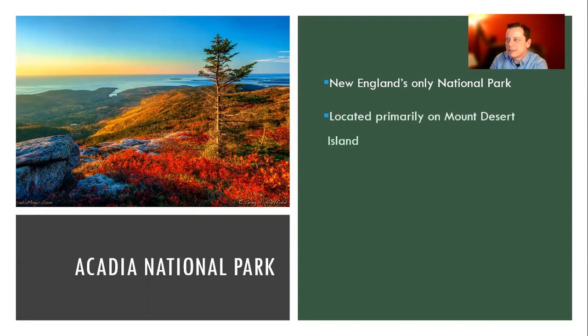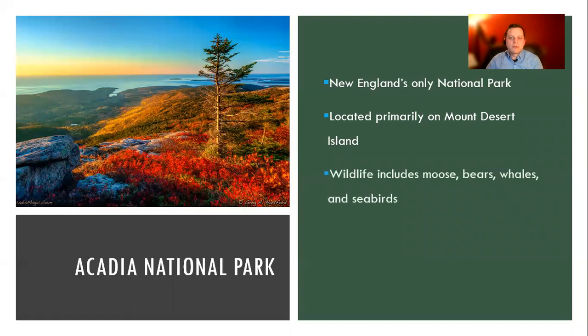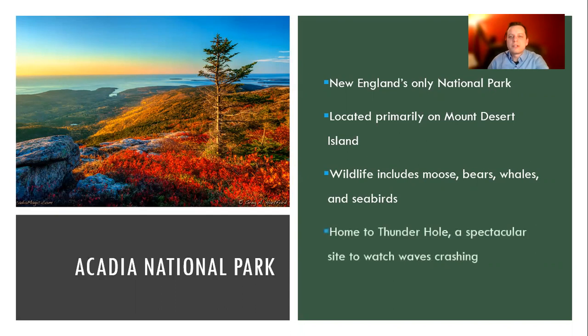Located mainly on Mount Desert Island, and is known for wildlife, moose, bears, and because it's on the coast, you can see whales and seabirds as well. And this is also where you'll find something called Thunder Hole, which is famous for 2 different things. Well, it's created the same way. As water comes in from the ocean, it goes into this very narrow cavity, where the rocks come together and the water rushes in and claps in a small cave, and it sounds like thunder. And the other thing is that when there's a lot of water, you can get waves that are really high that splash up.